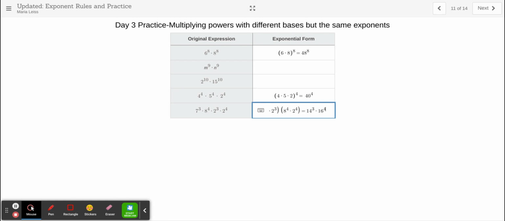So finish this slide, go back to Echo, turn in slide 11, and then do the exit ticket for same exponent, different bases.